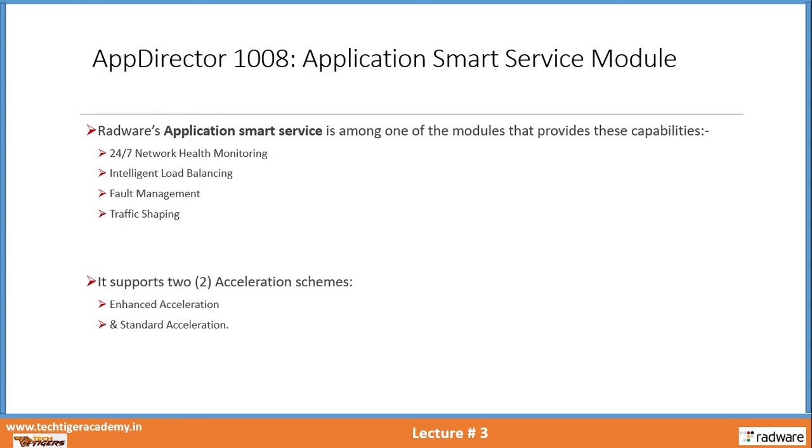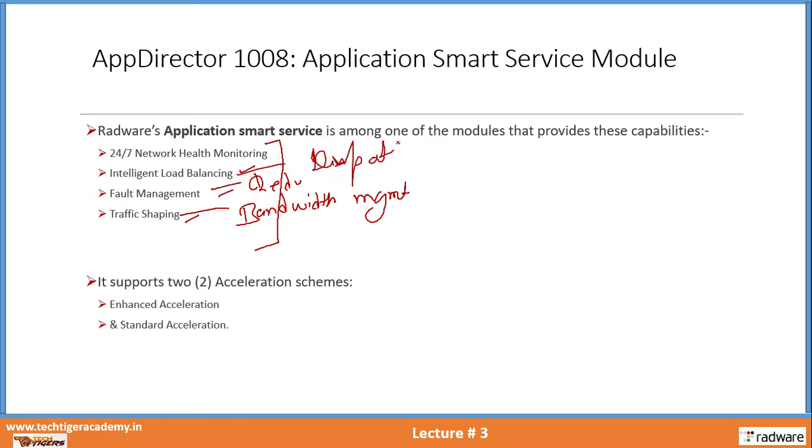Another module that we discussed, which works along with the hardware acceleration, is the smart service module. Radware's application smart service is one of the modules that provide these capabilities. It provides health monitoring, load balancing, fault management, and traffic shaping. Traffic shaping is known as bandwidth management. Fault management is redundancy. Load balancing is called dispatching, right? And this is health monitoring.